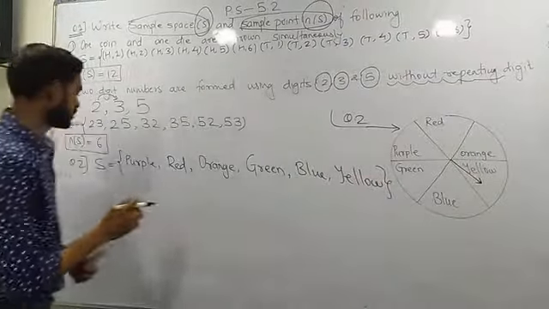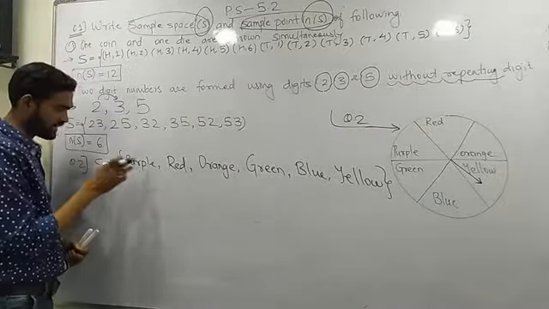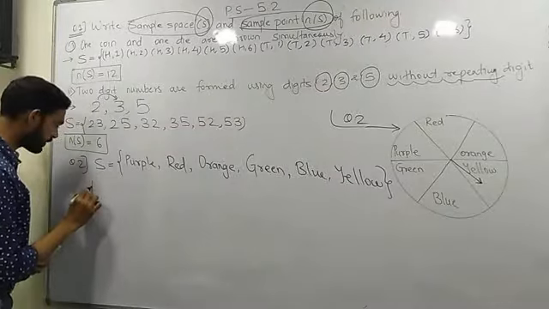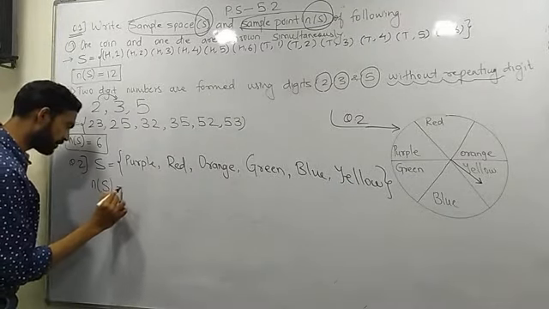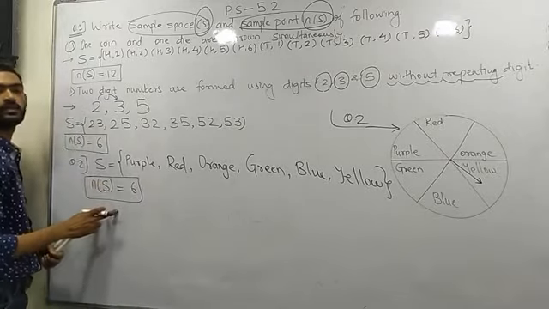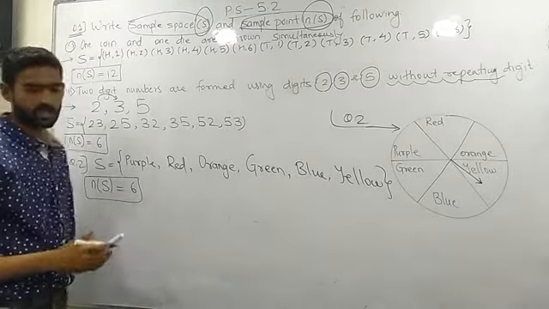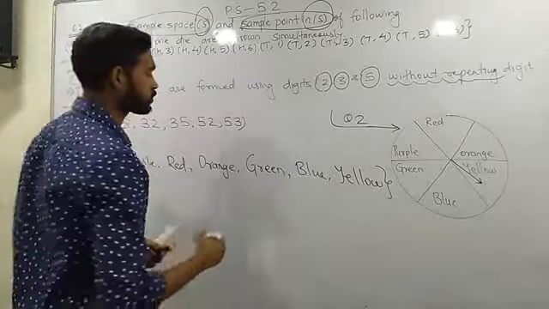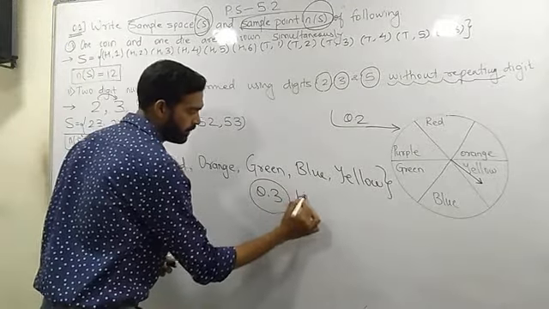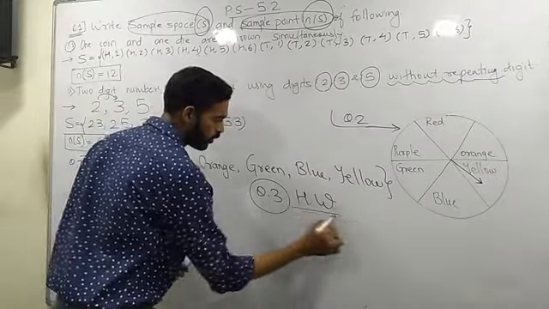Right? So look, we have covered all the possibilities. Yes. 1, 2, 3, 4, 5, 6. So these will be my number of sample space. How many sample spaces are possible? 6 elements. Clear everyone?